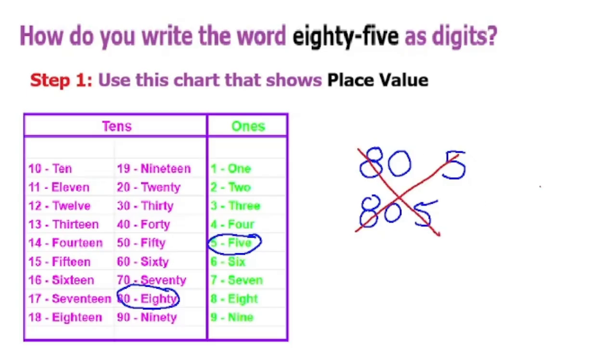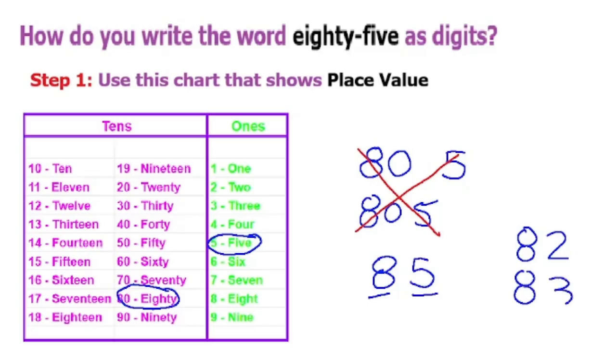Okay, so the right way to do it, and you'll have to remember this with place value, is it's going to be 85. That's how you write it. This is the tens and this is the ones. So 85. That's the right way to do it. So if you had 82, it would be 82. If you had 83, it would be 83, like this.